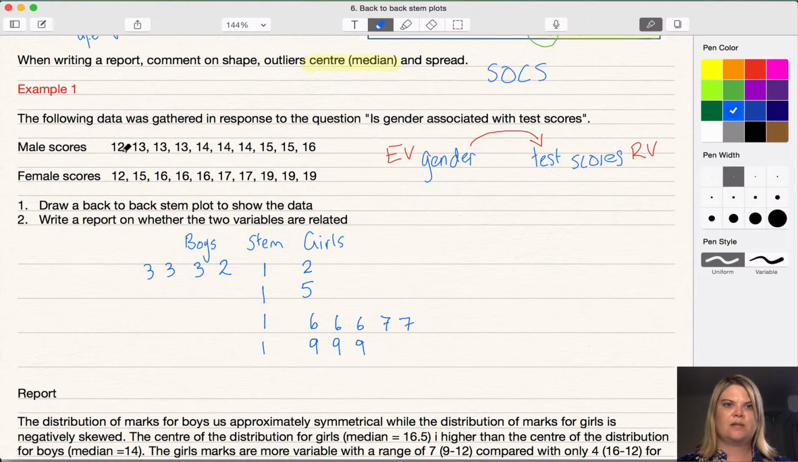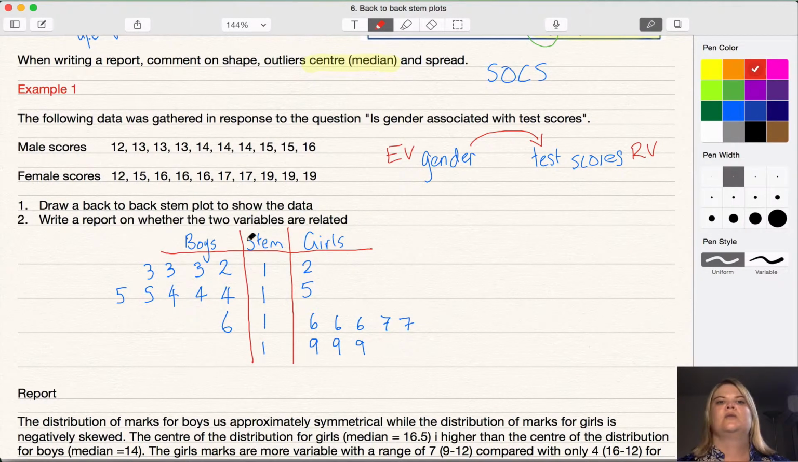For the boys, I'm starting with 12 again, closest to the stem, 13, 13, 13. Then in the next, so this is 14, 15, we've got 14, 14, 14, and 15, 15. And here we have a 16. Draw your lines in, which for you would be ruled with a ruler. Hard for me to do on my tablet, but you would definitely be ruling them. And you've got your stem plot.